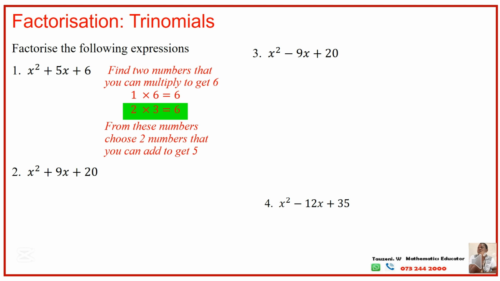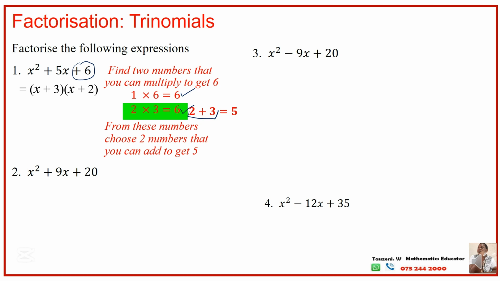What are the numbers that you can multiply to get this number here, the 6? And we notice that we can multiply 1 times 6, we can multiply 2 times 3. Then from these numbers, we choose two numbers that we can add to get the middle one. We can add 2 plus 3 to get 5 because the middle number is 5. Then the two factors that we get are the ones that we put in brackets to complete our factorization.